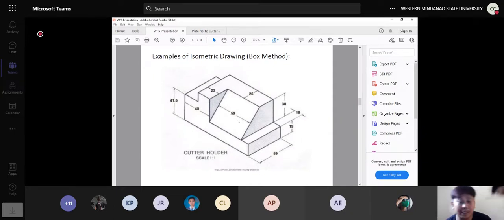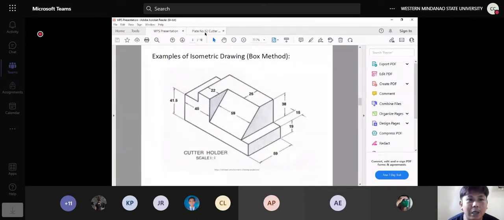Para at least medyo scaled up siya, or proportionate siya doon sa mismong drawing paper natin. Because if I will be adapting this dimension, so medyo maliit siya, no? 5.9 centimeter. So as compared to the drawing space, no, A3 size na paper natin, so maliit.